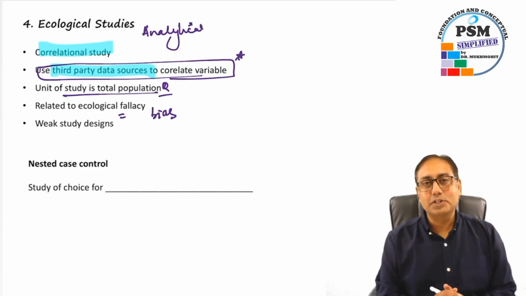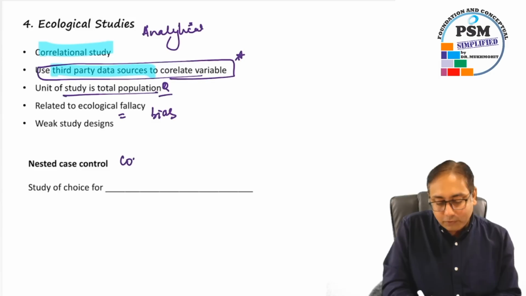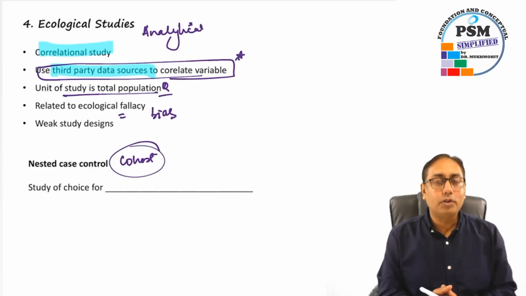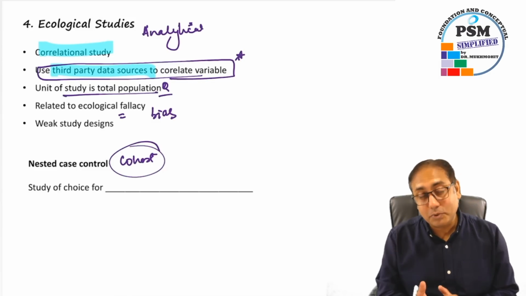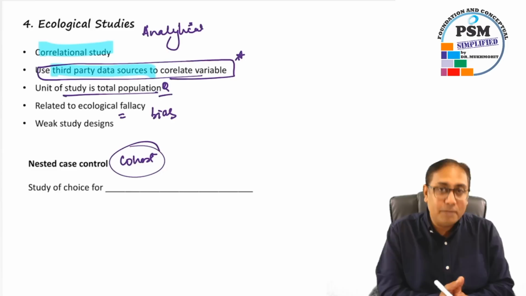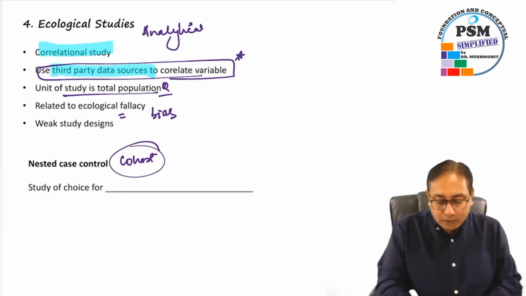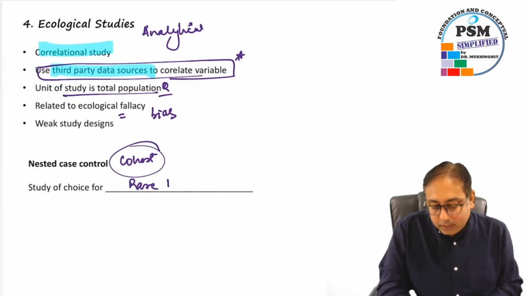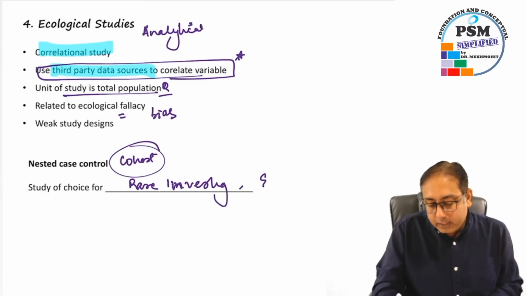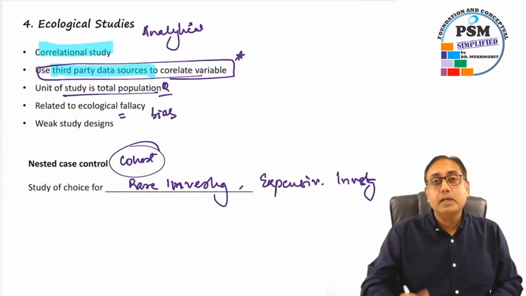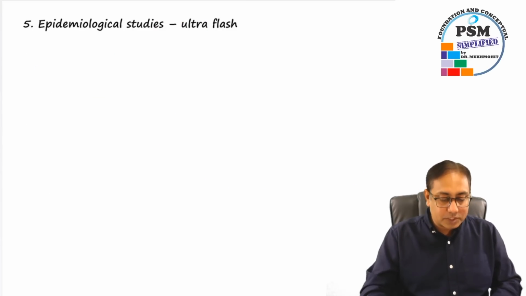What is this nested case control? Beta, nested case control is a type of cohort study design. Although the name says nested case control, in actuality it is not a case control. It is a cohort study design. It is the study of choice for rare investigations and for expensive investigations. For rare investigations, the study of choice is a nested case control.